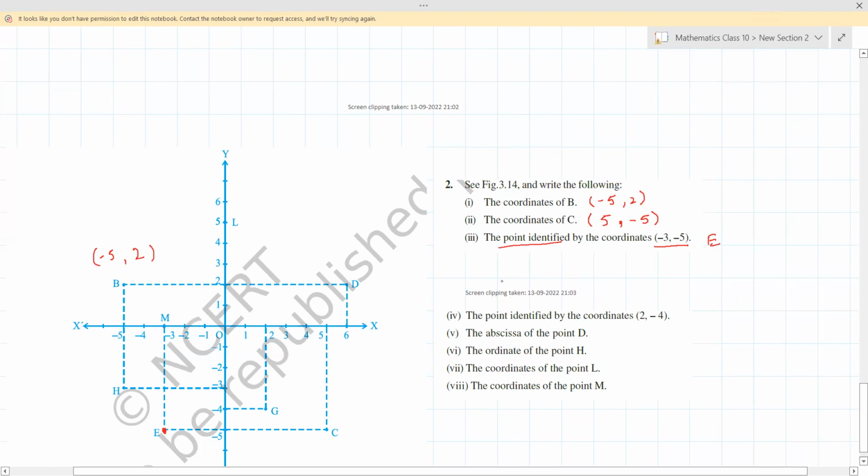Okay, Jaslyn, next. The point identified by these coordinates. So which point is this? G. Yes, it's G. Next, the abscissa of the point D. Okay, Zanab. What is abscissa? The x-axis. Yeah, the distance or the x coordinate, basically. What is the abscissa of D?